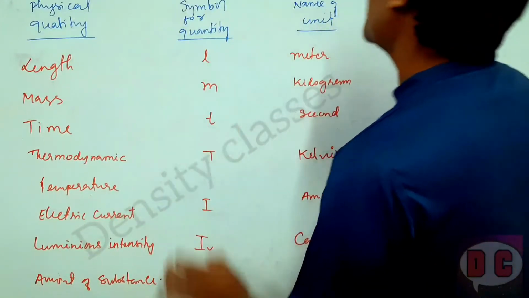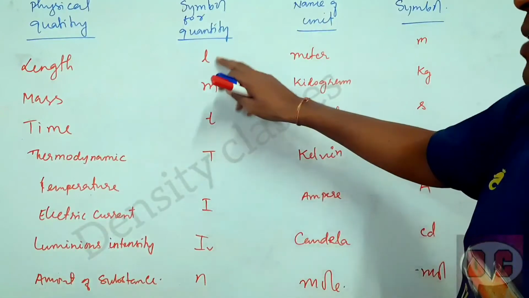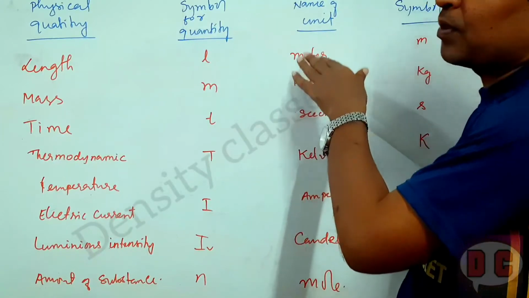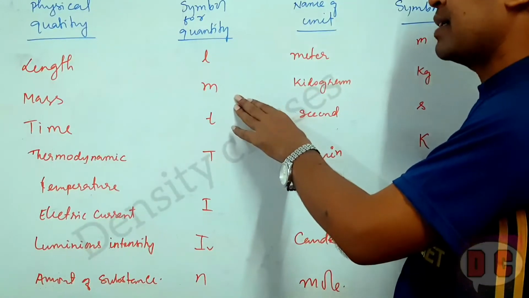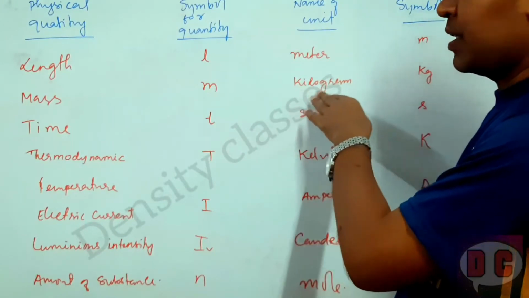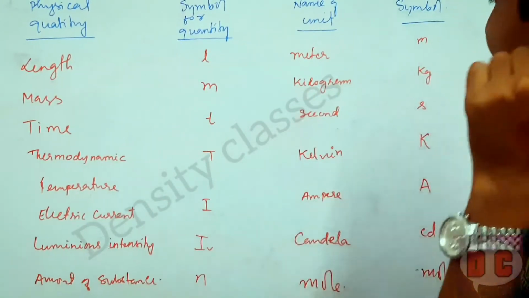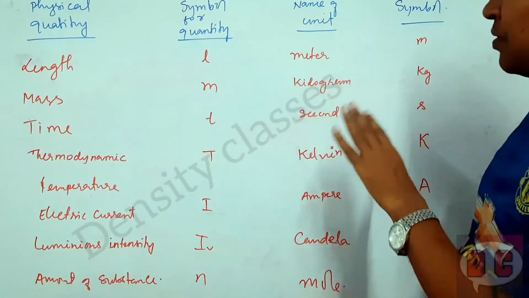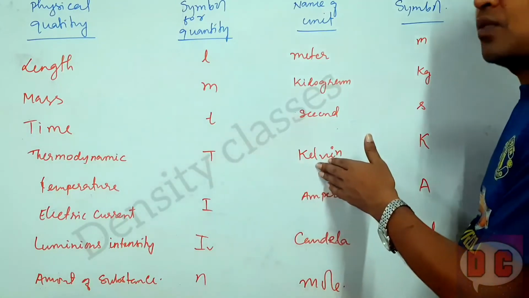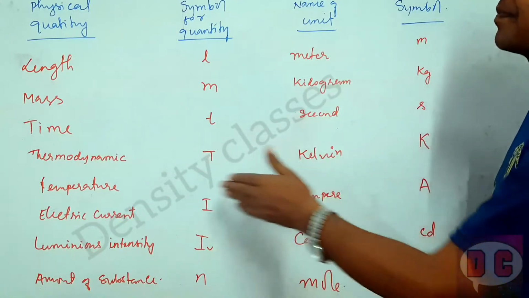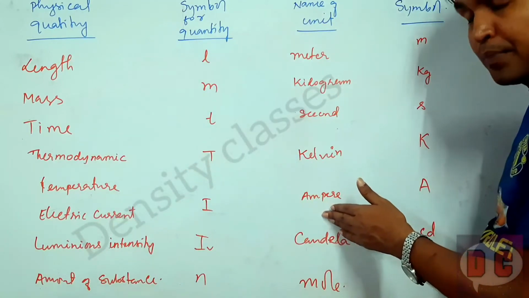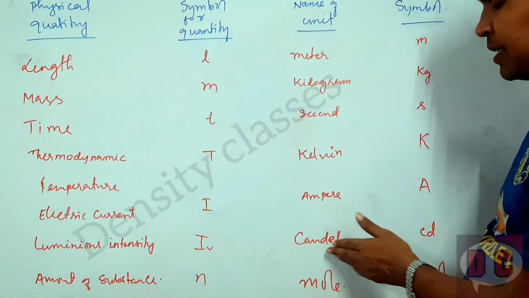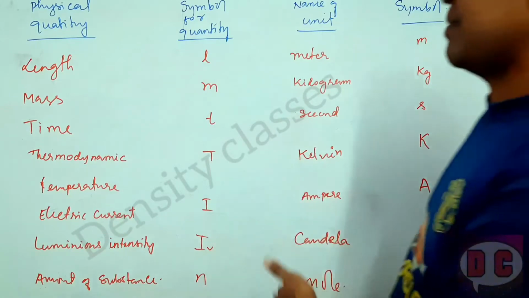These are their symbols, and now the names of the units. What will be their units? That is, the reference points. Length we measure in meter, so the unit is meter. Mass we measure in kilogram. Time we measure in second, so the unit of time is second. The unit of temperature is what? Kelvin. Electric current unit name is what? Ampere. And luminous intensity unit name is what? Candela.